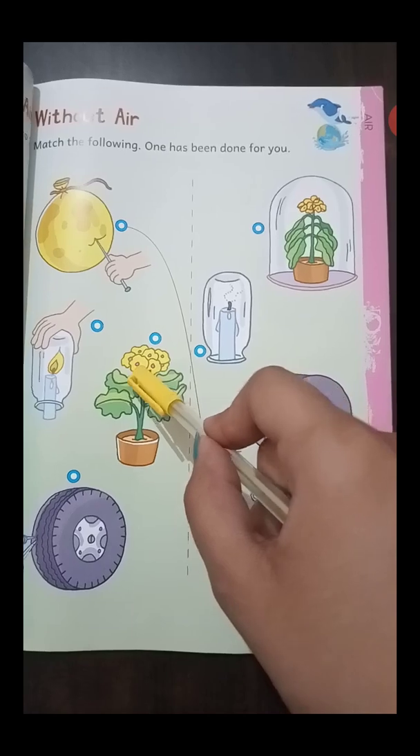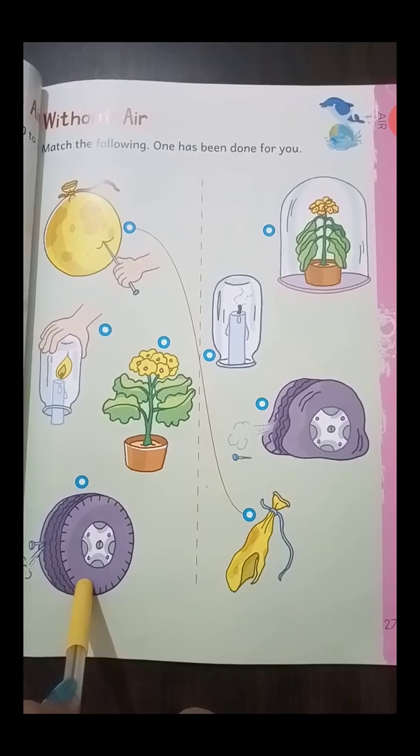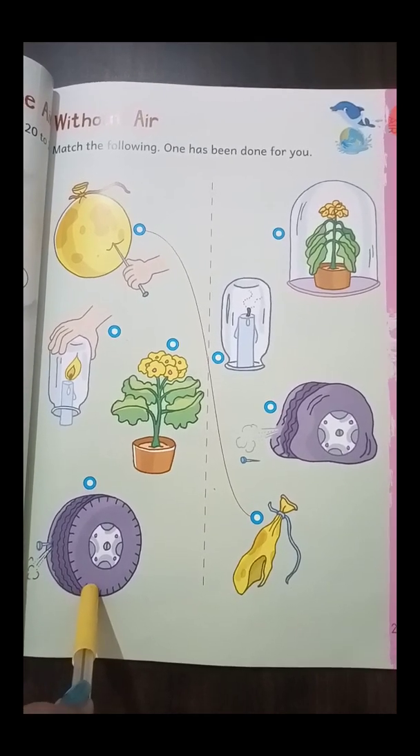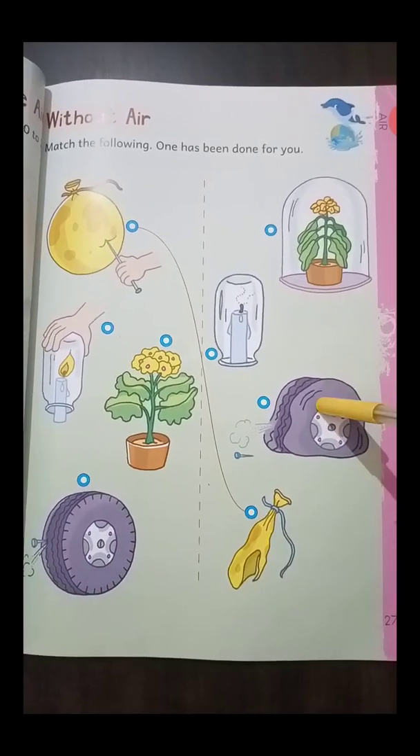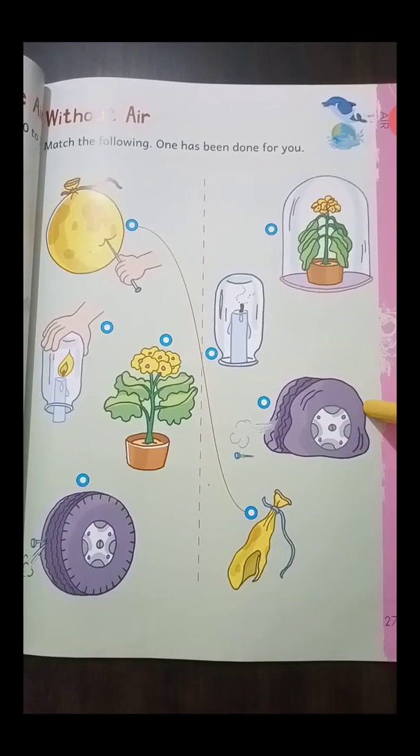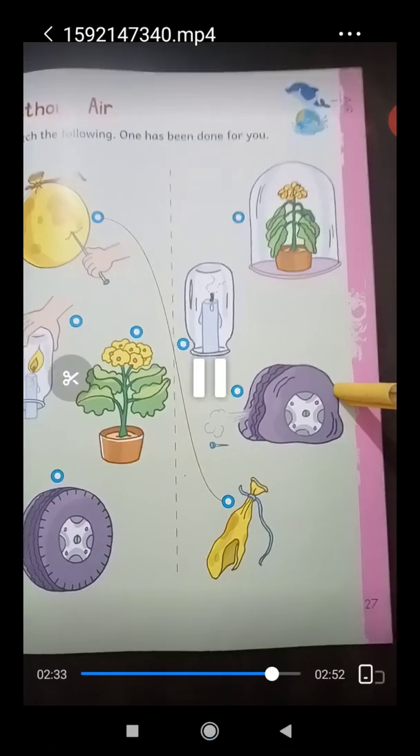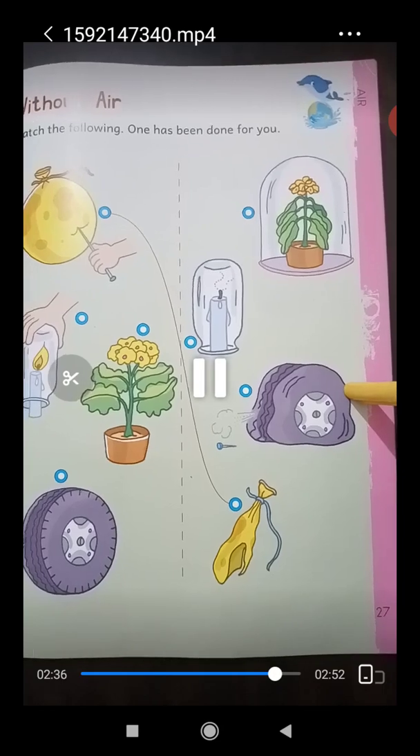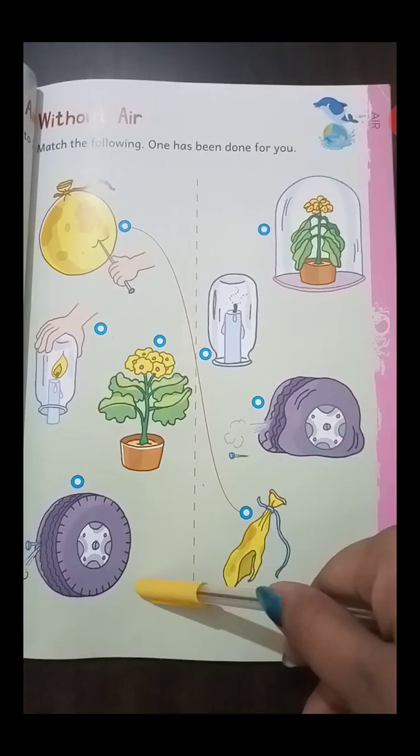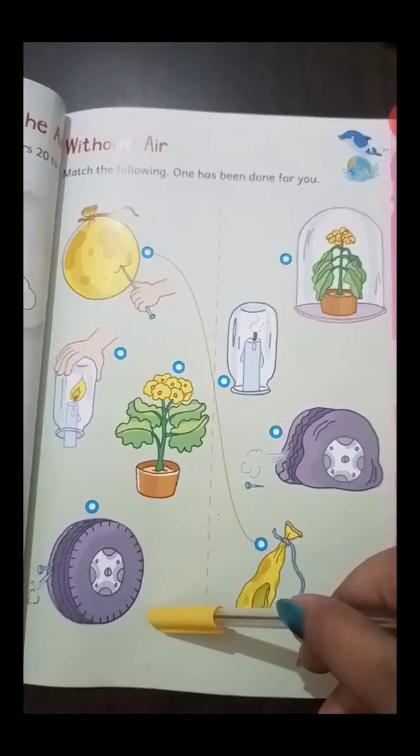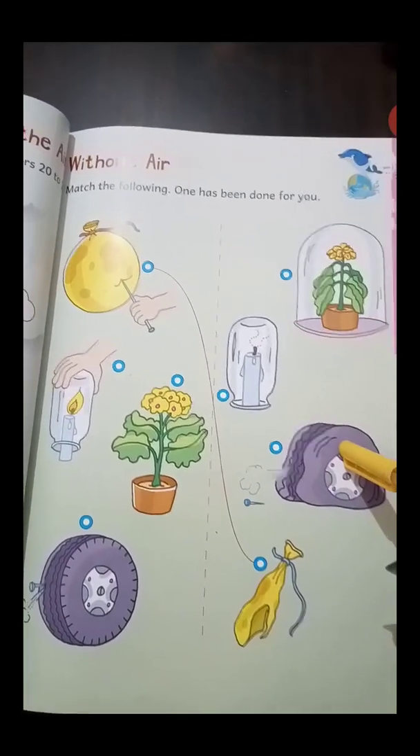Students, you can see the last picture is a picture of a tire, and this tire is full of air, so we can rotate it. On the other side, you can see the tire is not having air. The air from the tire has flown out, so we can't rotate the tire. So match the full air tire with the without air tire.